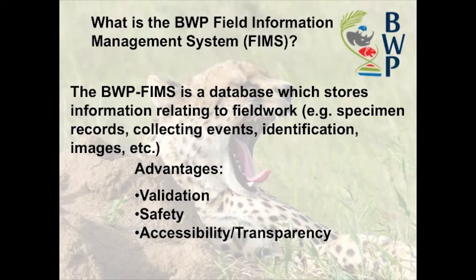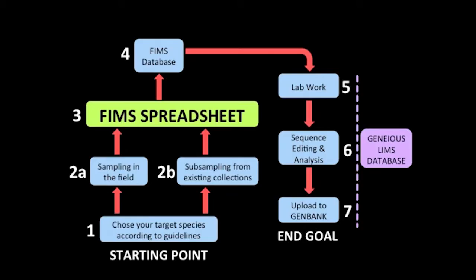So where does the FIMS fit into the overall barcoding pipeline? Let's take a look. Here's an overview of the BWP barcoding pipeline. The starting point for all labs is choosing target species based on BWP provided guidelines. According to the guidelines, all specimens processed must either be a priority species from your country list, or a close relative of a priority species from your country list, or a look-alike of a priority species from your country list.